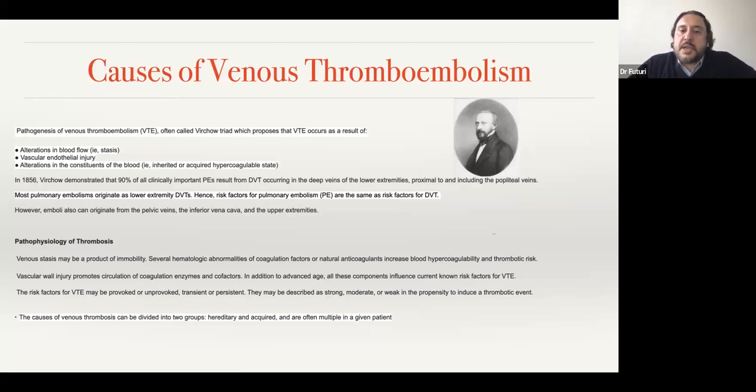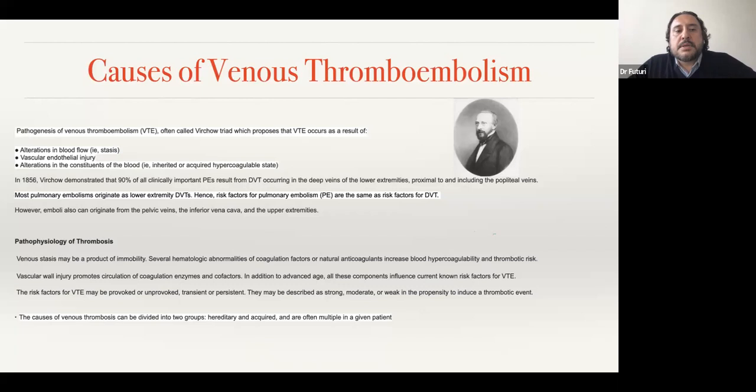Dr. Virchow had described that about 90% of all clinically important pulmonary embolisms result from DVTs that occur in the deep veins of the lower extremity, primarily the proximal veins. However, we do know that emboli can also originate from the pelvic veins, the inferior vena cava, and the upper extremities. Upper extremity blood clots primarily are secondary to catheters that are placed in the upper extremity, for example, ports and dialysis catheters.